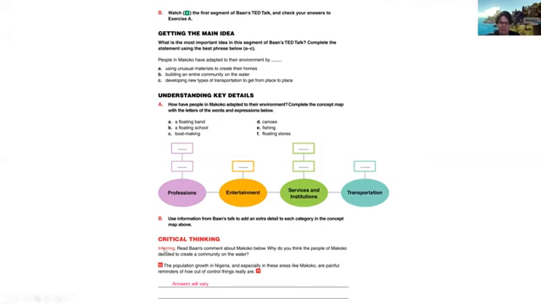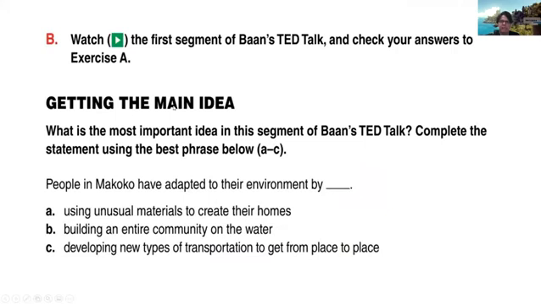Now, inferring, I'm going to talk about that after we do this. What does the word infer mean? Right now I want you to just think about B and A. That's it. All right, we're going to watch the first part of his TED Talk, and then you're going to answer this. All right, I did warn you, he's flat when he speaks, but it's an interesting subject.